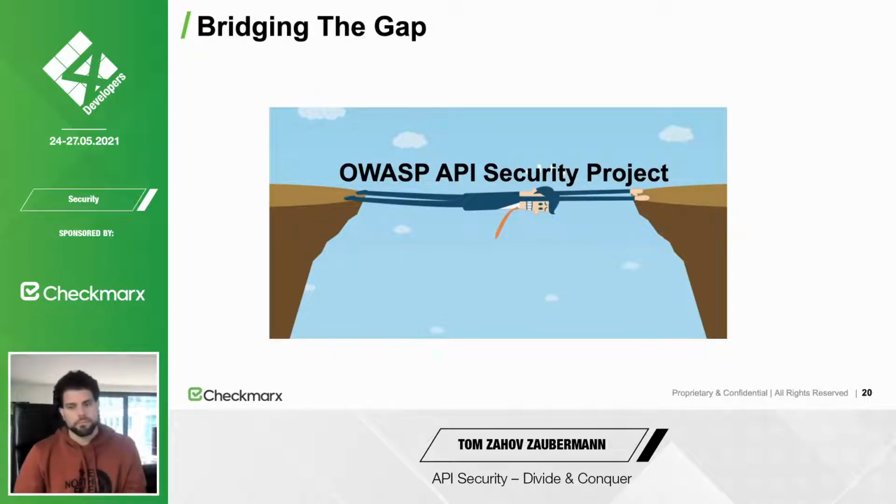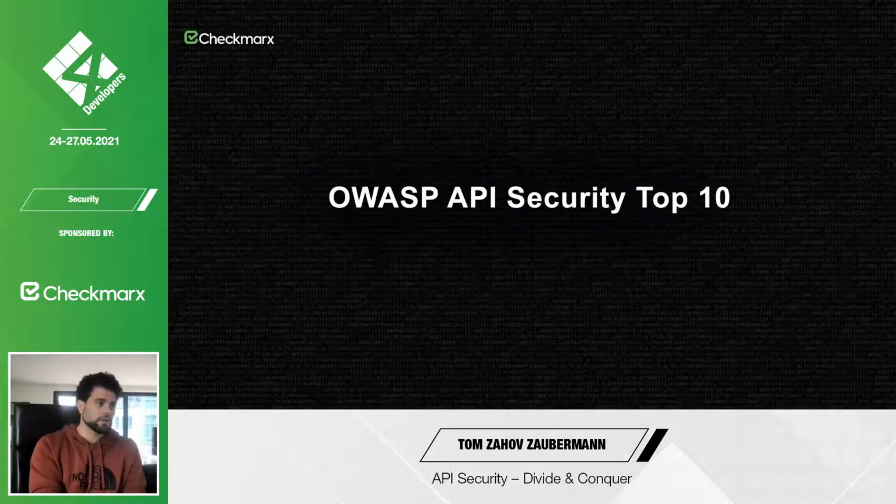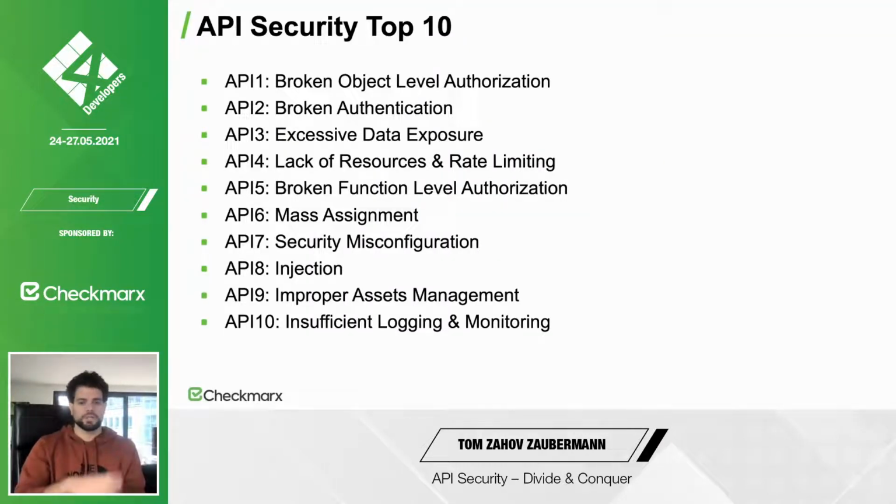OWASP came up, together with Checkmarx, with the OWASP API Security project. It's kind of a joint venture between Checkmarx and OWASP, and together we created the API Security Top 10. It's already out. So if you want, go to OWASP and search for OWASP API Security Top 10, and you will get them. You will have a cheat sheet, the same as you have for the normal OWASP Top 10. You also have it for API security. So basically, these are the 10 domains. Some of them you know, some of them less.